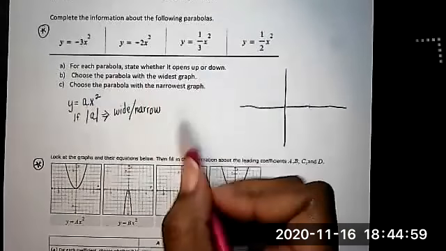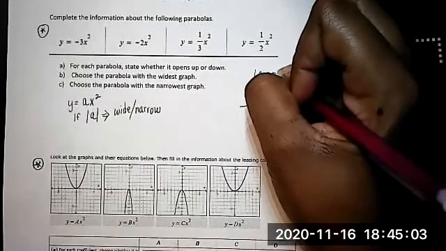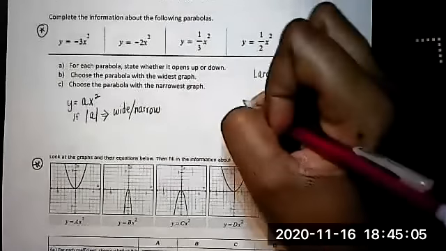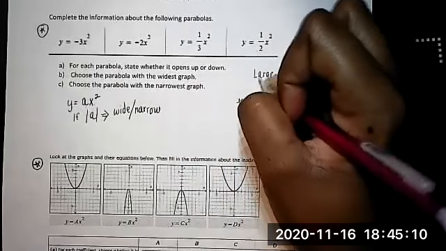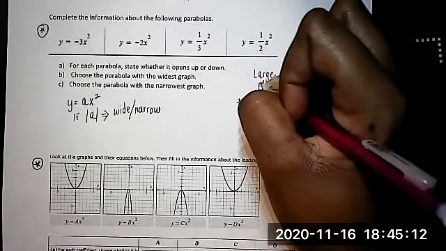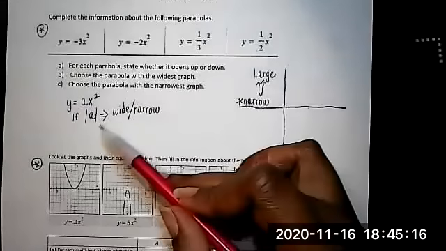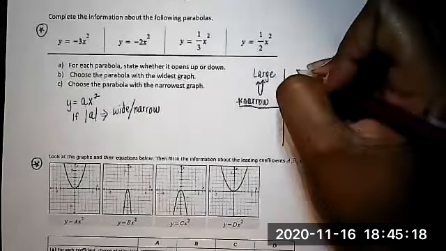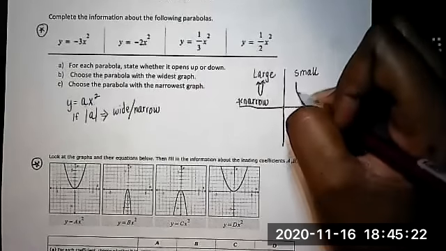So what do I mean? For a large number, the absolute value of a large number is going to be narrow, and you'll see what I mean in a minute. So your graph is going to be very narrow. The larger the absolute value of the number gets, the more narrow the graph. And then the smaller the number is, the wider it is.